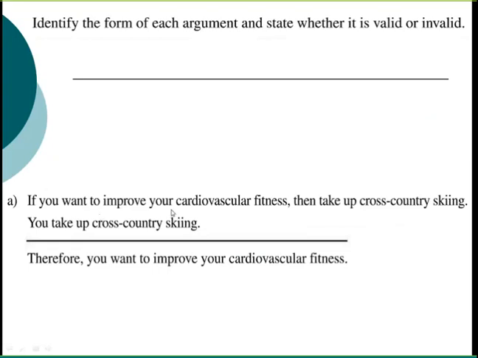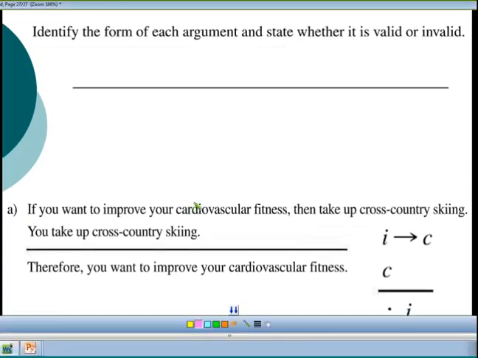So here, if we want to improve our cardiovascular fitness, then take up cross-country skiing. Okay, so you take up cross-country skiing. Therefore, you want to improve your cardiovascular fitness. So let's take a look at how this played out. If I want to improve my cardiovascular fitness, then I take up cross-country skiing. So we're saying, all right, well, I took up cross-country skiing. So therefore, am I improving my cardiovascular fitness?